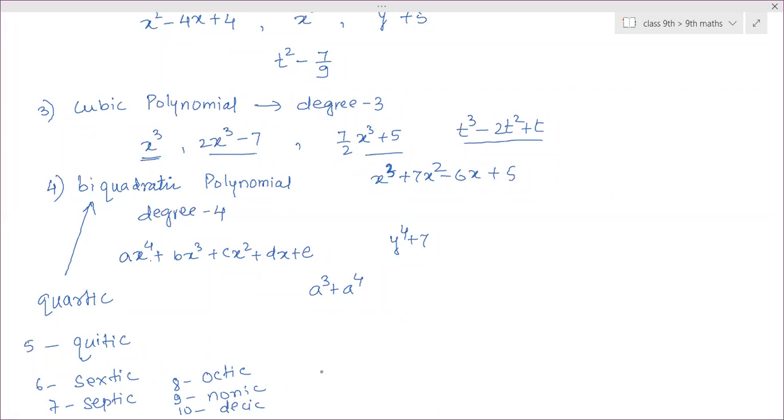Okay, no need to remember that much, only for your general knowledge. Okay, clear? Ma'am, is 10 decic or deca? Deca we are using for 10, yeah. So decic.